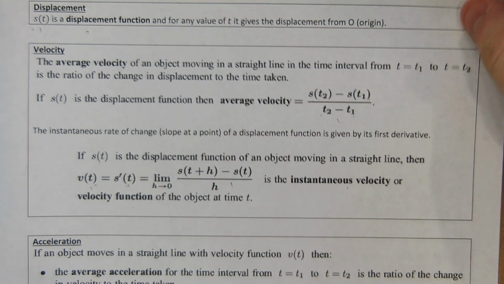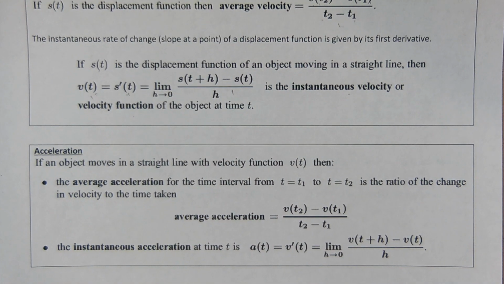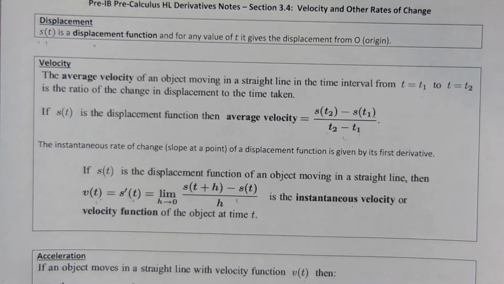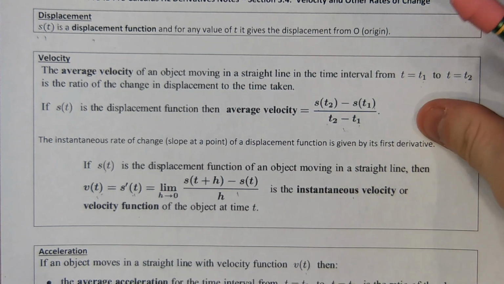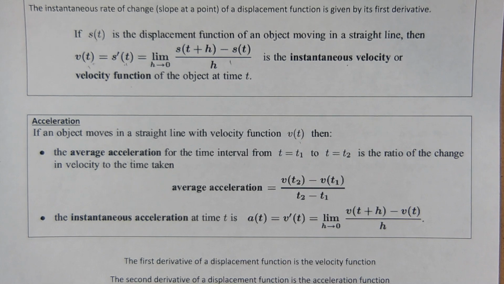And then acceleration. Acceleration is the rate at which we change our velocity, which means it's the derivative of velocity, but I'm getting ahead of ourselves. So if an object moves in a straight line and the velocity function is v of t, then the average acceleration, just like the average velocity, is nothing but the average rate of change of the velocity function.